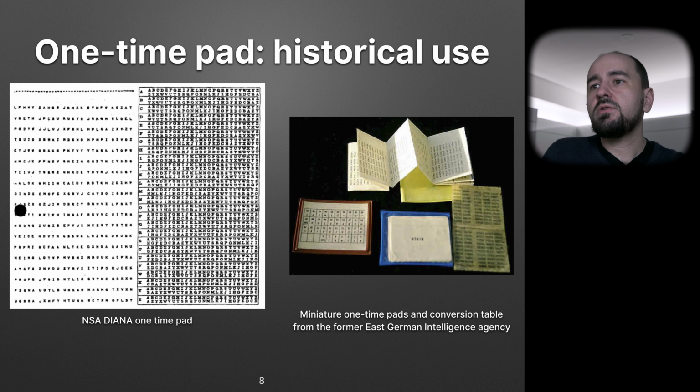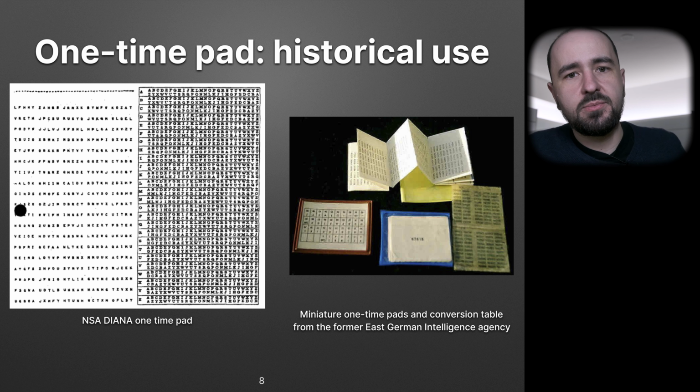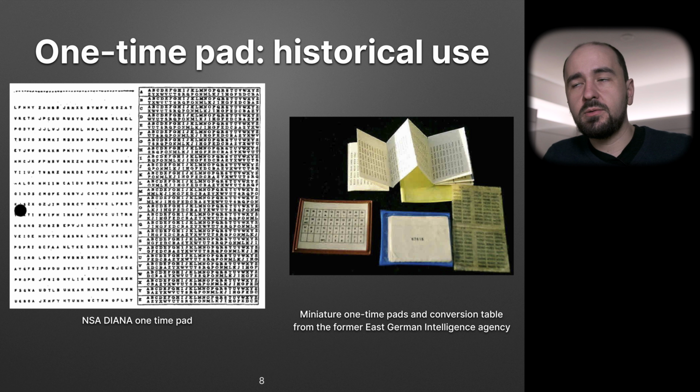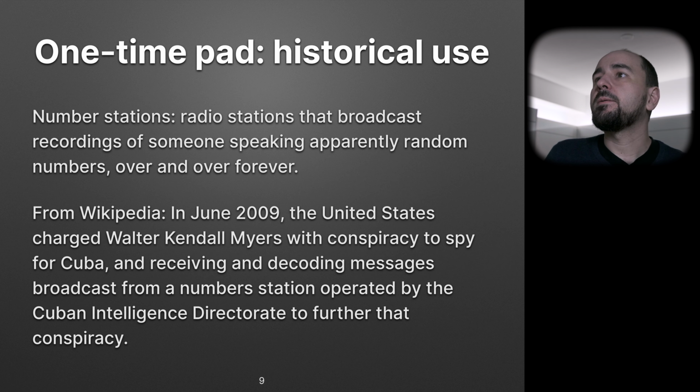These are a couple historical one-time pads. There's one from the NSA there. I'm not actually totally sure how to use that one. That's an interesting one. And then there's some miniature ones from East German former intelligence agencies. Cool. I got that one. The one on the left is from Wikipedia. The other is from a website about one-time pads, which I'll include a link to as well if you want to check out. What else?